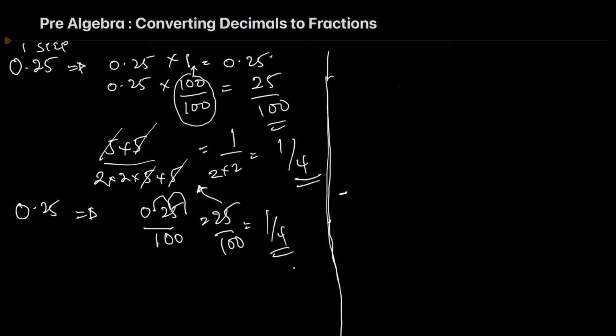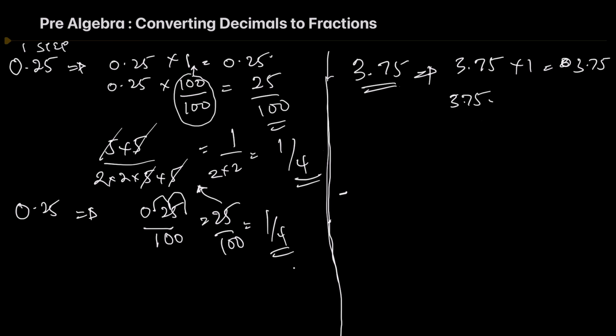And then we could go to another good example: 3.75. We're trying to convert 3.75 to a fraction. Here we could use the first step, where we say 3.75 multiplied by 1 is 3.75. Then we see what we can multiply by to make 3.75 a whole number. If we multiply by 100, we get a whole number, and then we have 375 over 100.